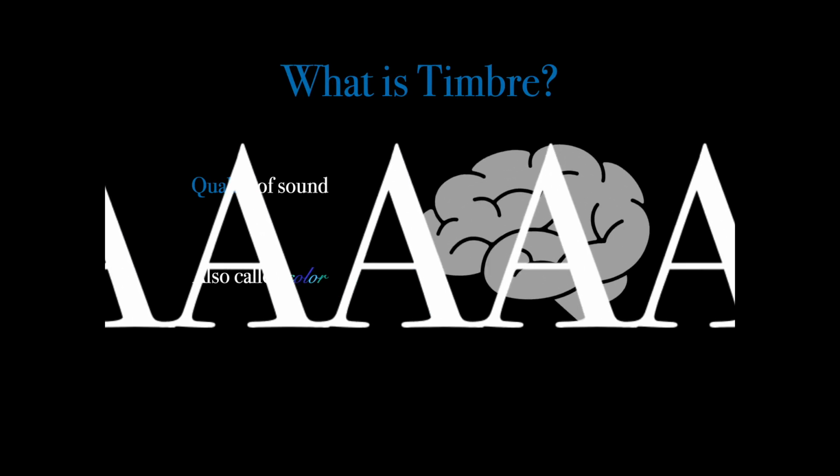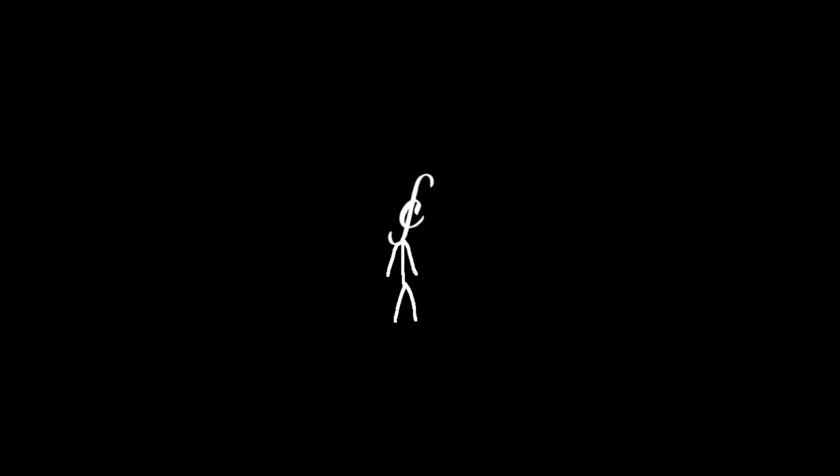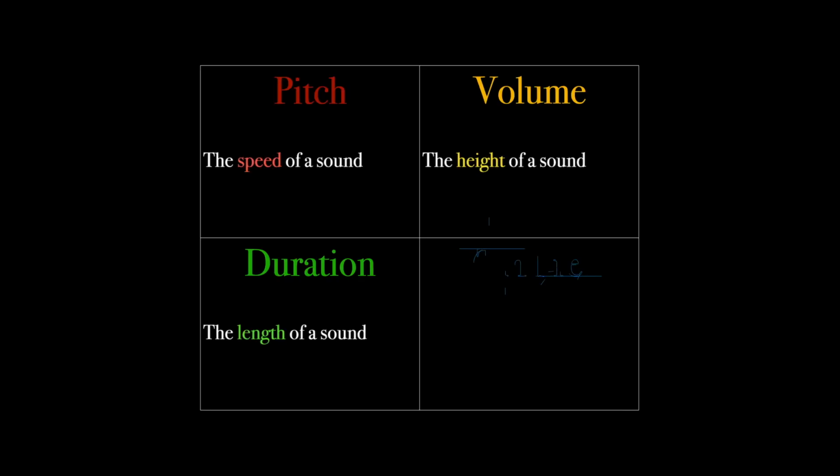Attribute 4. Timbre. Timbre is a quality of sound, or color if you have music-induced hallucinations like synesthesia. Using our wave, timbre changes the shape of a note. Notice how this shape sounds different from this shape. Our final attribute, timbre, describes the shape of sound.